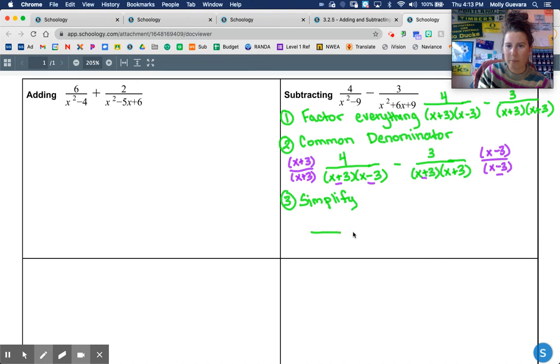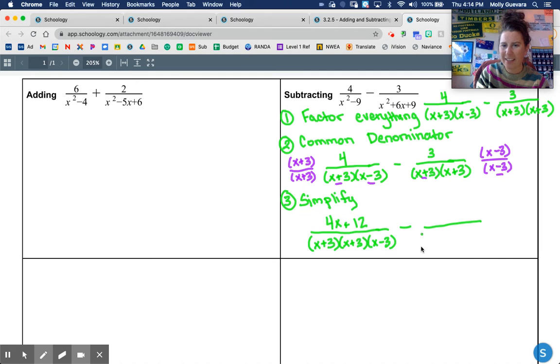So on the bottom, I'm going to have those x plus 3's, and I have 2 of them. So x plus 3, x plus 3, x minus 3. And then on the top, don't forget I can distribute. So 4 times x is 4x. 4 times 3 is 12. And then this is minus.